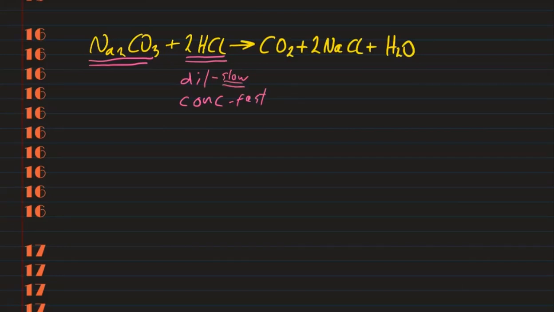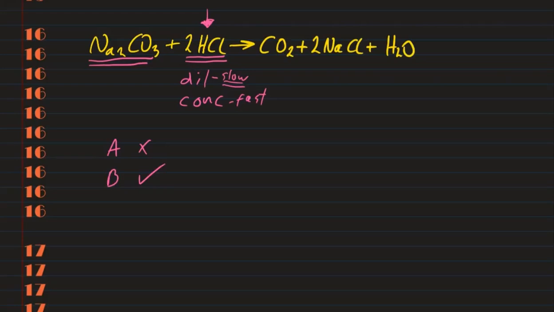But they're both going to get to the end. They're both going to finish because I have enough hydrochloric acid to finish, it's in excess. So what have we got? What's the same for the reactions? The initial rate of reaction, that's not the same, because the dilute one is slower. The total mass of carbon dioxide produced. Yep, that's the answer, 16B.